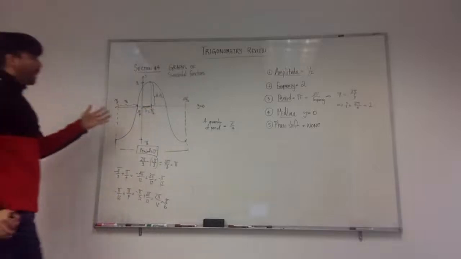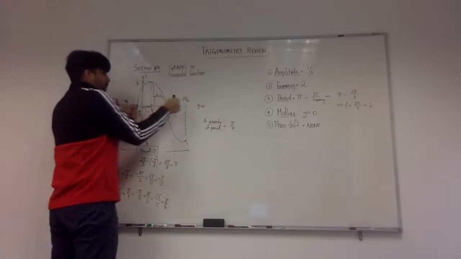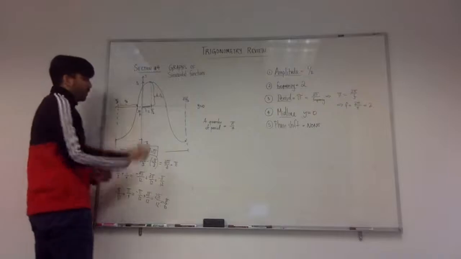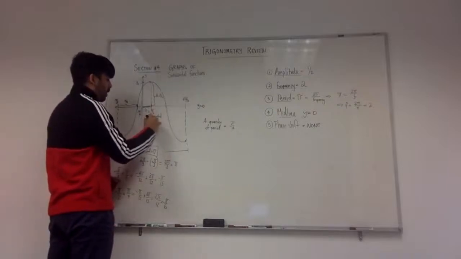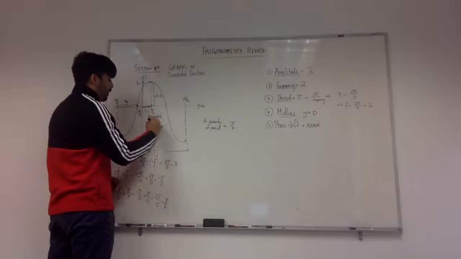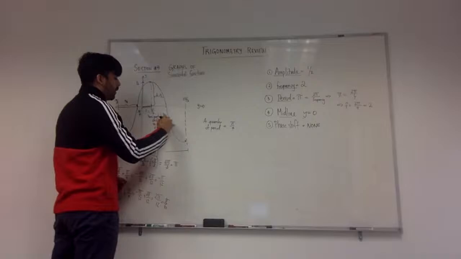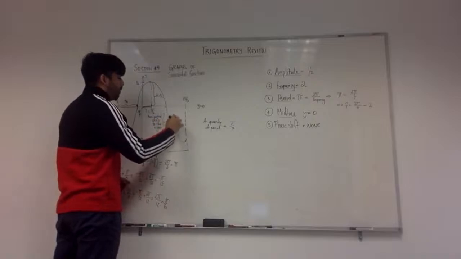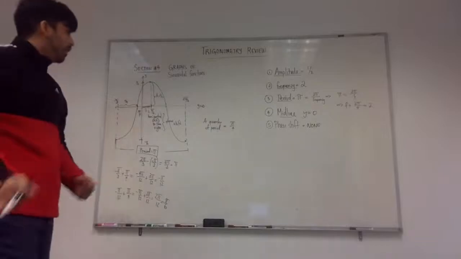So what did I do to my cosine curve, which originally starts from the maximum? I shifted it over to the right by pi over 6 units. So this is a horizontal shift to the right. And this is known as my phase shift. This is how much I shift the cosine curve to the right.